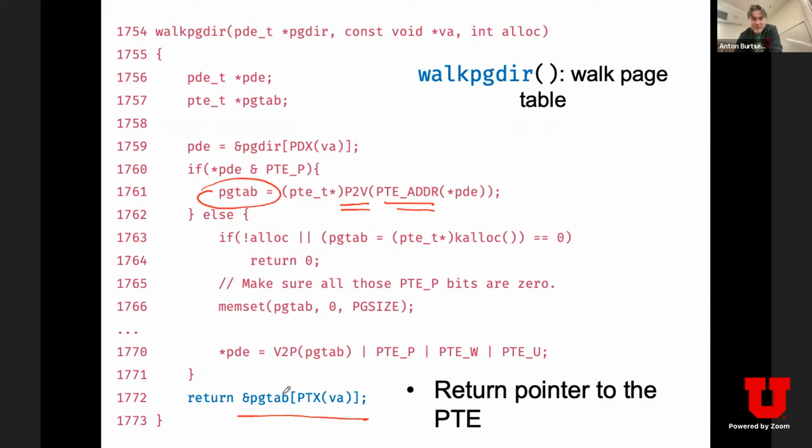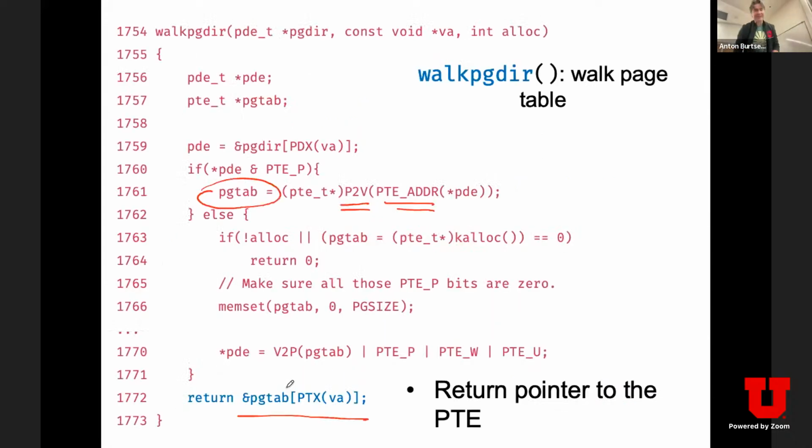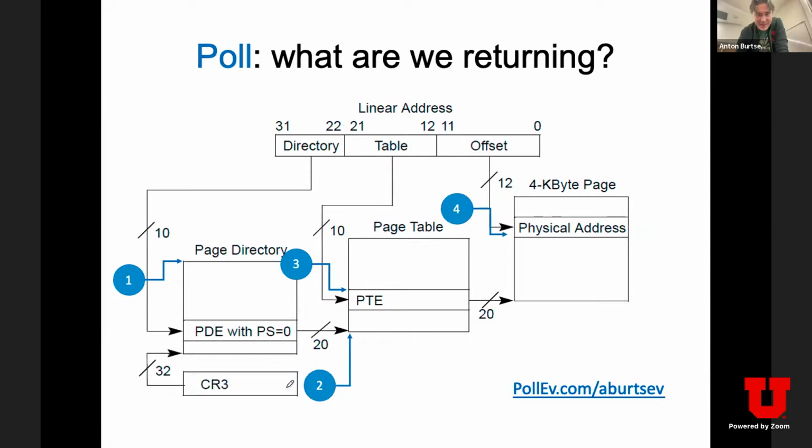Agree? Here is my tricky poll question again. What is it that we're returning? Take a look here again. This line, right? Page table, an address. A little tricky. I'm asking, what is it that we're returning here? Let me enable it on the poll.